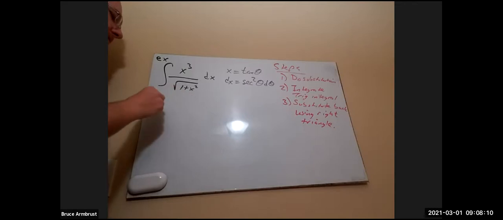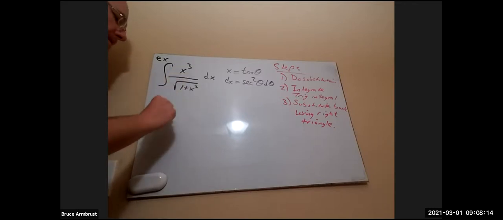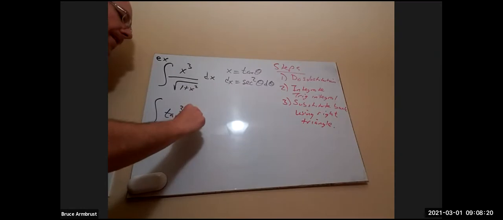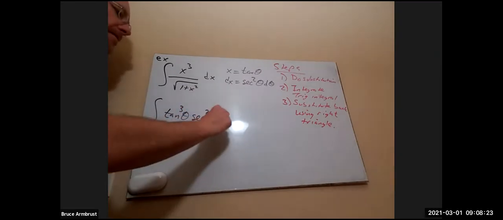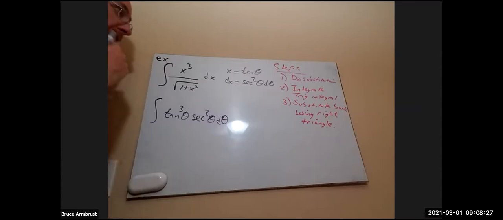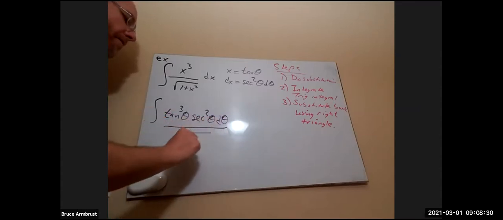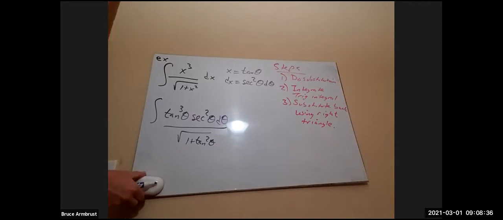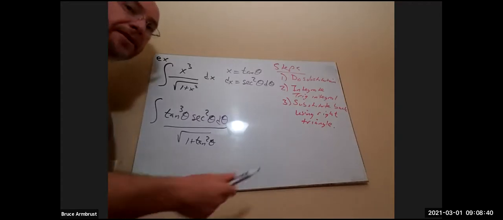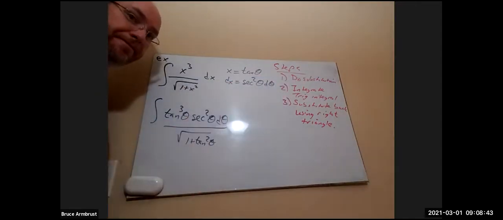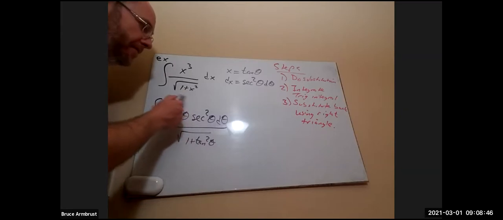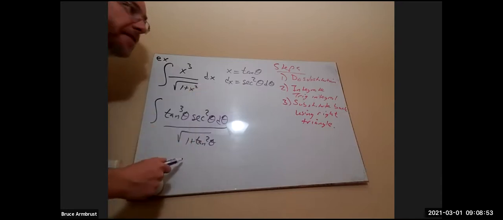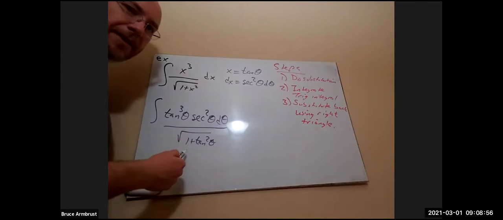So let's put all this into our integral. I've got x cubed, that's now tangent cubed. My dx is secant squared d theta. And then I'm dividing by the square root of 1 plus tangent squared. All right, so that was step number 1: do the substitution. We picked the form based on what this looked like originally, so we picked the x equals tangent theta substitution, and then we fired it all in. We're going to want to integrate this trig integral, but let's simplify it first.